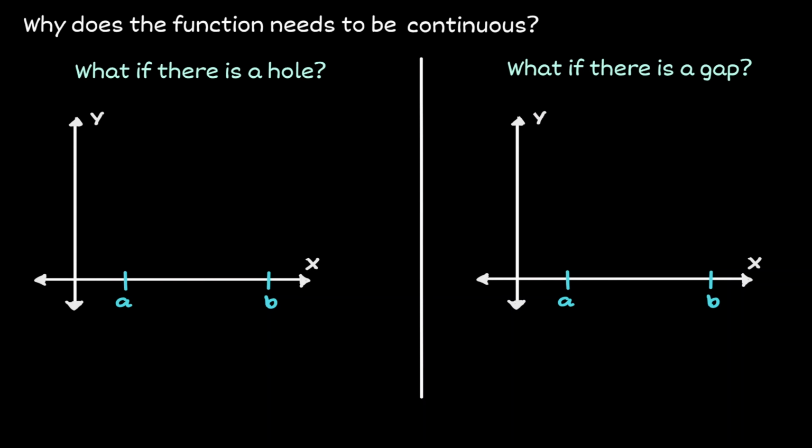So there are two ways for a function to not be continuous. Either we have a hole or we have a gap. So what if we draw some graph between A and B with a hole on it?